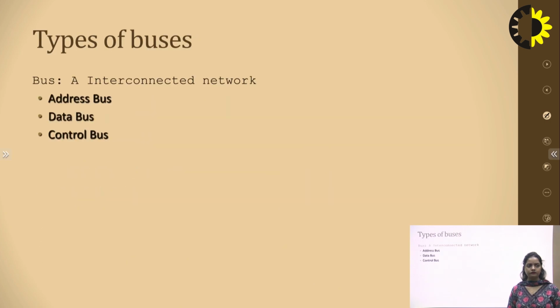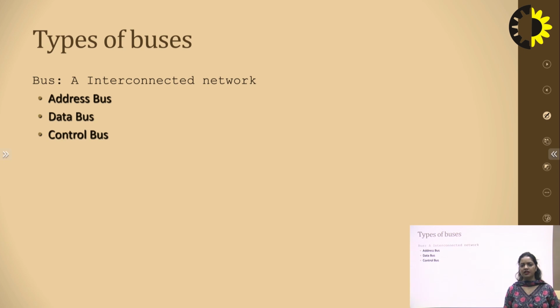And we have three types of buses. Now, what is a bus? A bus is an interconnected network. As I told earlier, the architecture of a computer system is incomplete without the interconnected network, as all the blocks get connected to each other with the help of buses.